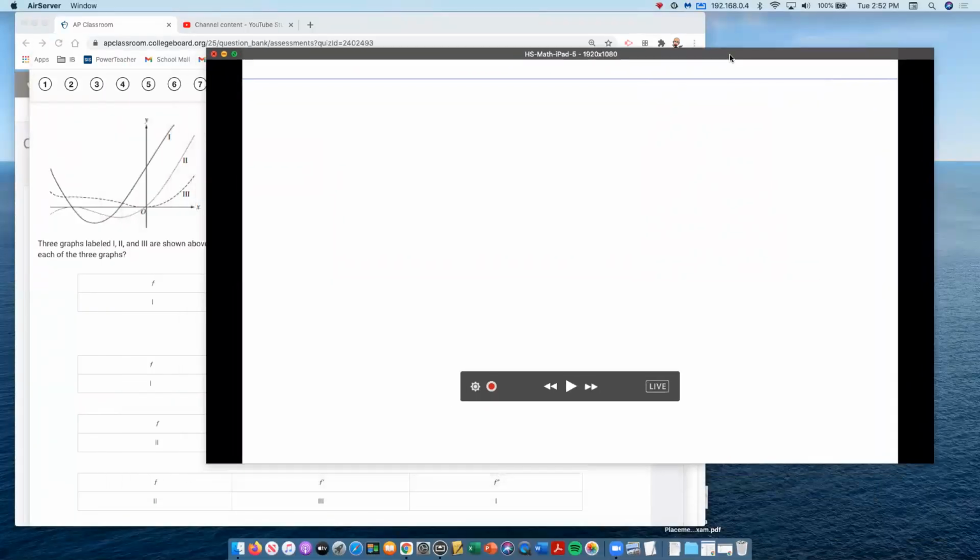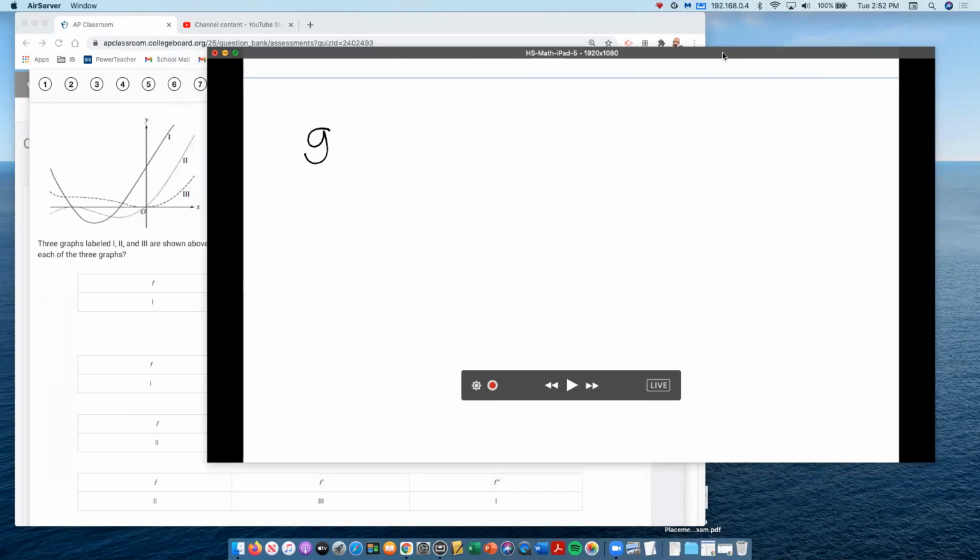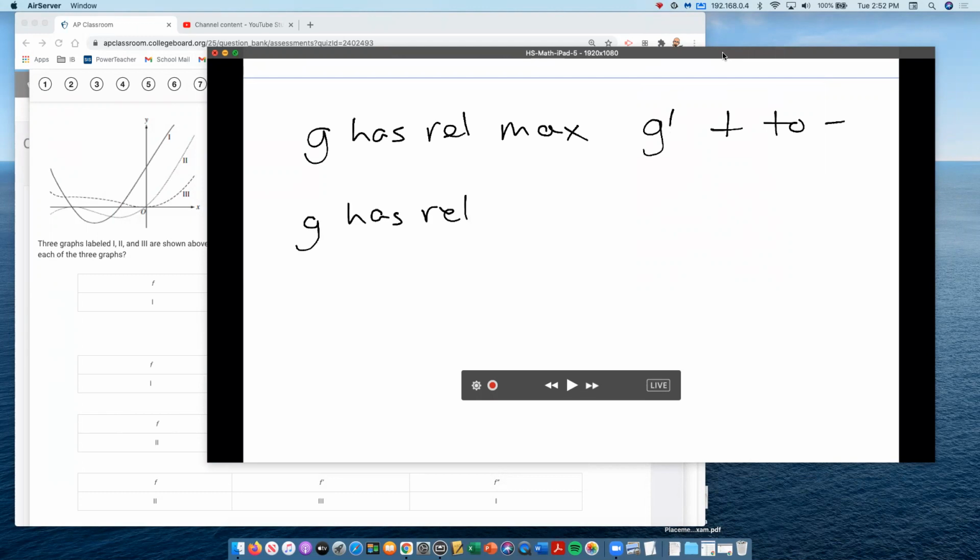A couple things I want you to realize: if g has a relative maximum, g prime is going from positive values to negative values. If g has a relative minimum, g prime is going from negative to positive. So that's a really important piece. That comes right from the chart.